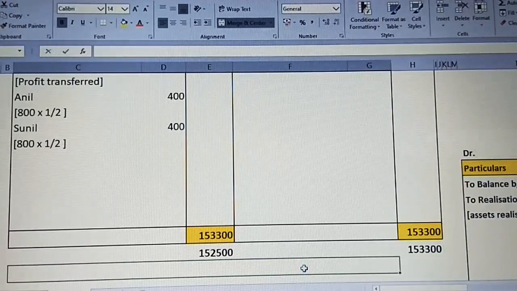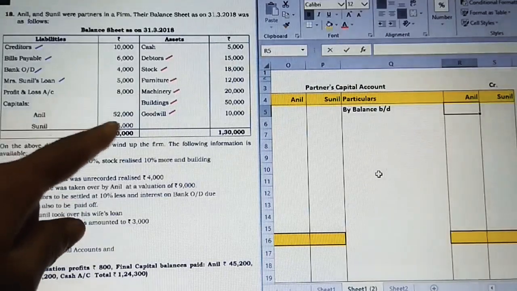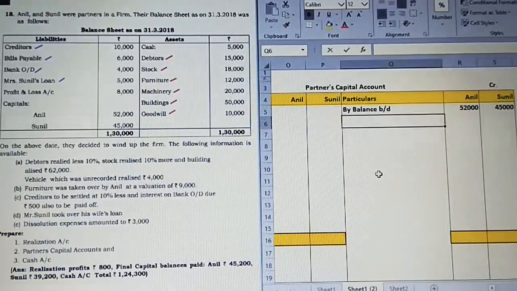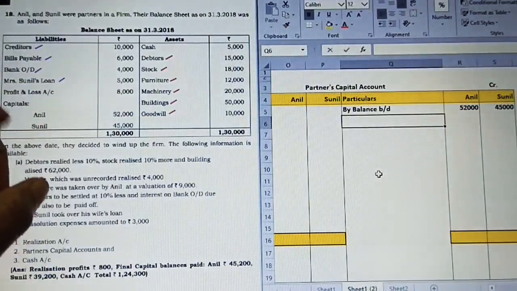Yes, now let us move on to the partners capital account. Now coming for partners capital account, on the credit side, just observe. First we have opening balance, a balance brought down of Anil and Sunil. So it's 52,000 for Anil and 45,000 for Sunil. So this is over. Then apart from that, we have profit and loss account. We should always search for 3. Do we have any general reserve? No. Profit and loss account is only on the liability side.